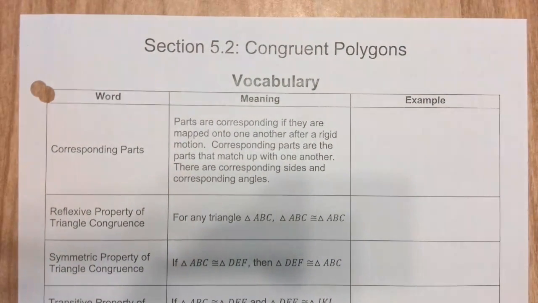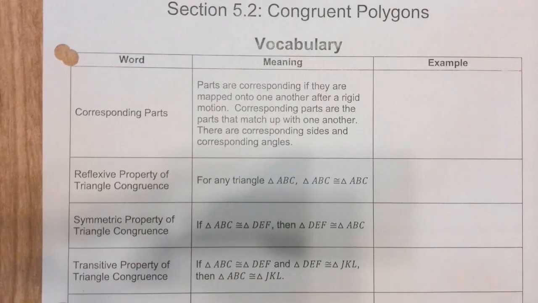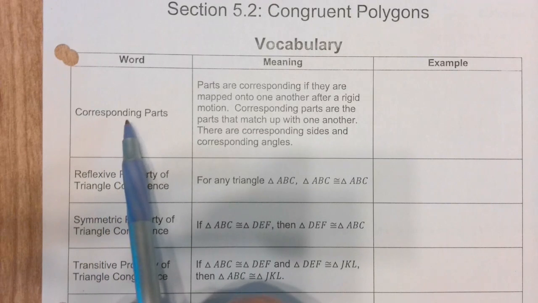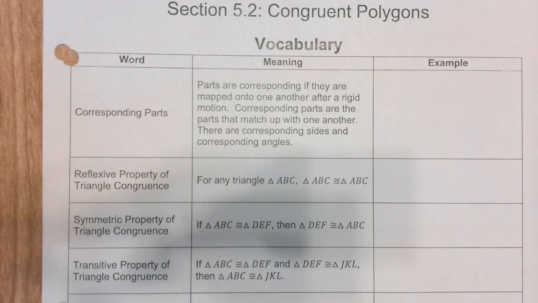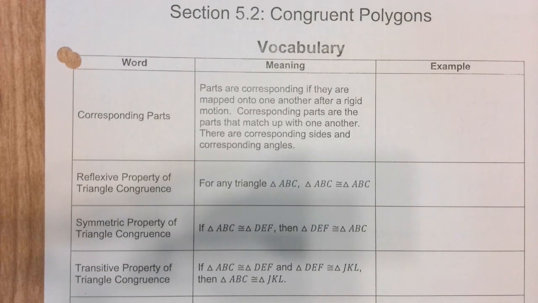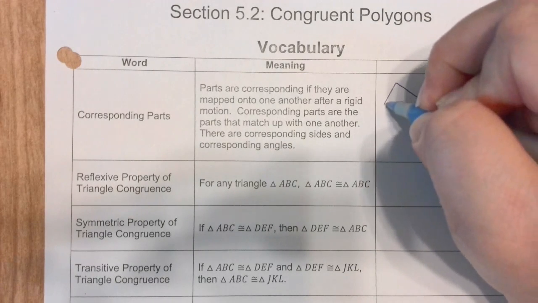All right, section 5.2, congruent polygons. So some vocab here. The first one is corresponding parts. Corresponding means to kind of go together. We've dealt with that before in corresponding angles in chapter 3. So corresponding parts are corresponding angles and corresponding sides. Sides and angles that kind of match together.